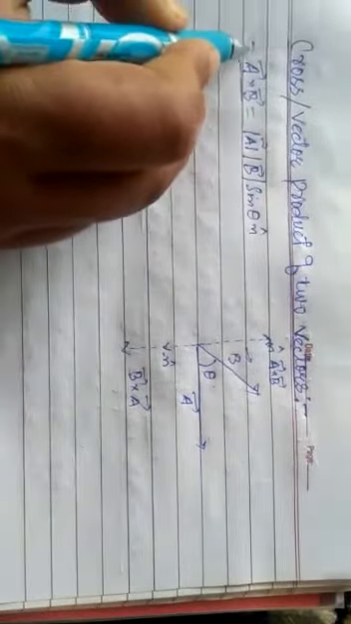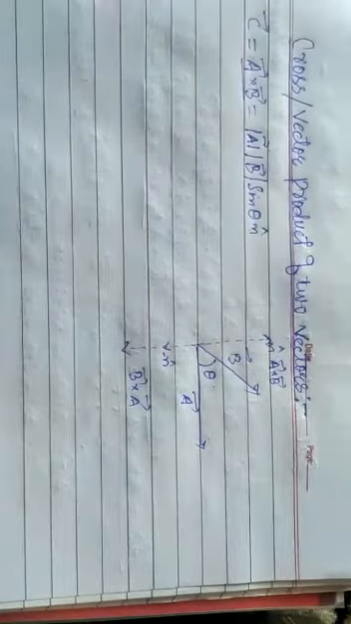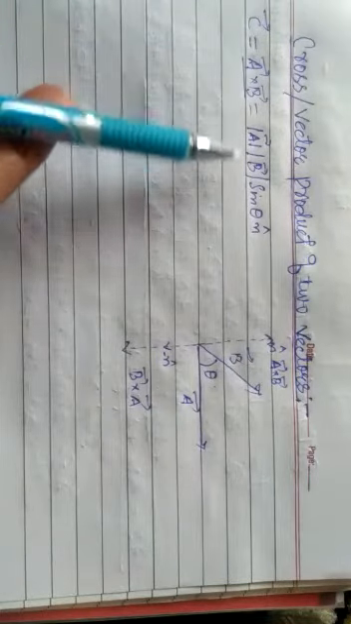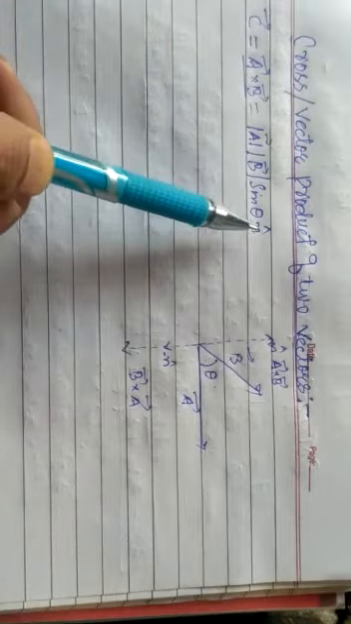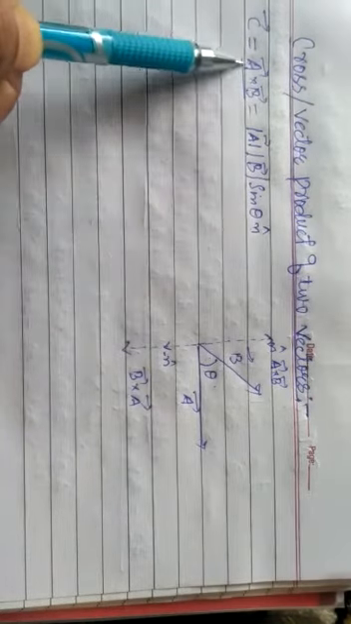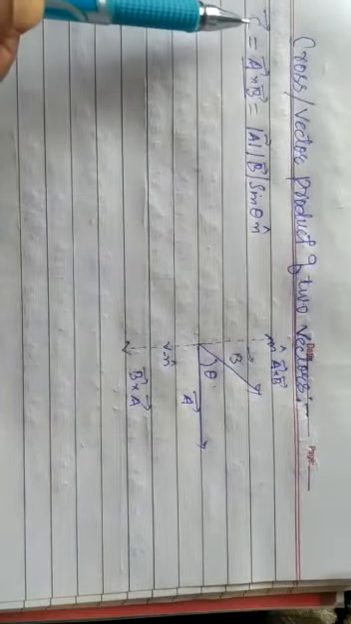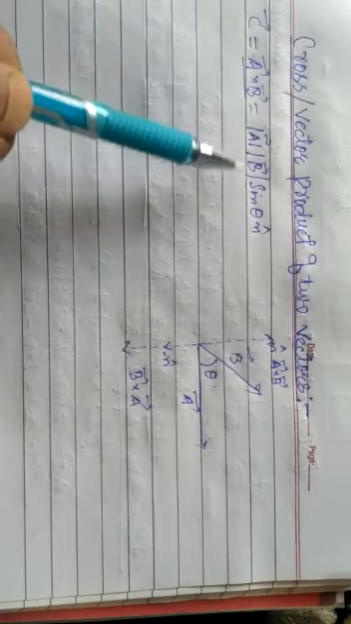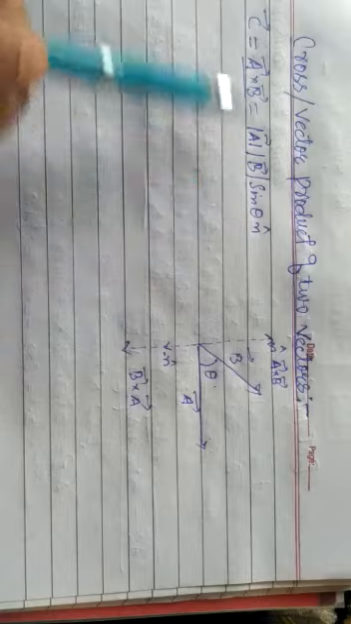So A cross B is a single vector. Let that vector be vector C, whose magnitude is equal to the product of the magnitudes of the two vectors and the sine of the angle between them. And this unit vector N is always perpendicular to vector A as well as B, so is the resulting vector C. The unit vector gives us the direction of vector C.